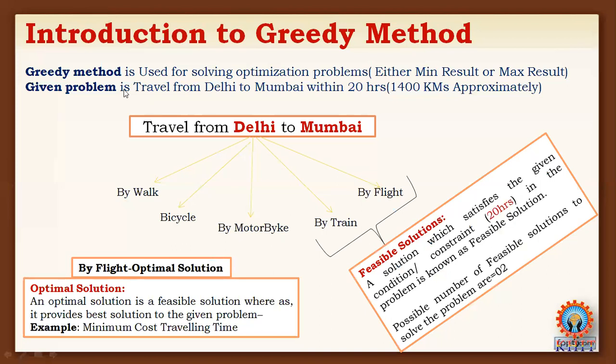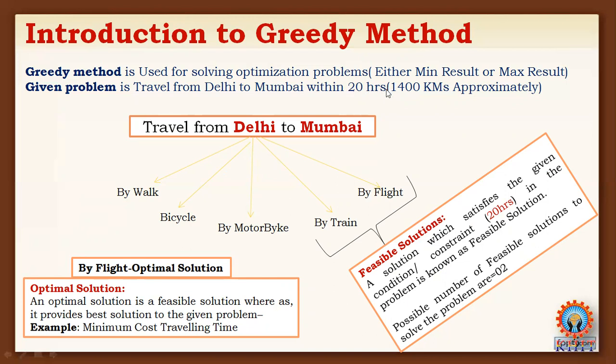The given problem is to travel from Delhi to Mumbai within 20 hours. This is the problem. How to solve this problem using the greedy strategy? A person wants to travel from Delhi to Mumbai. Here there is a constraint or rule: the person must reach the city from Delhi to Mumbai within 20 hours only. So the constraint is 20 hours.